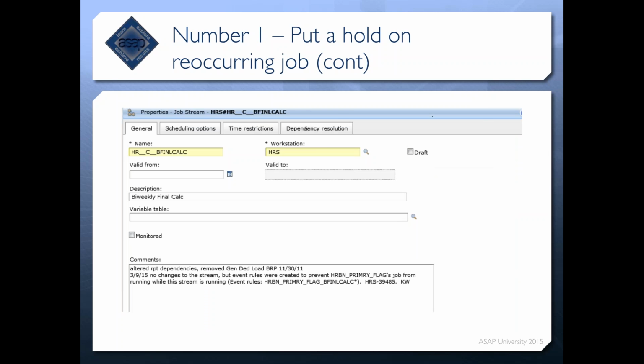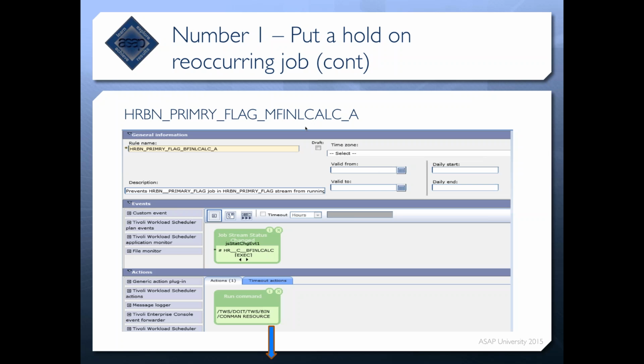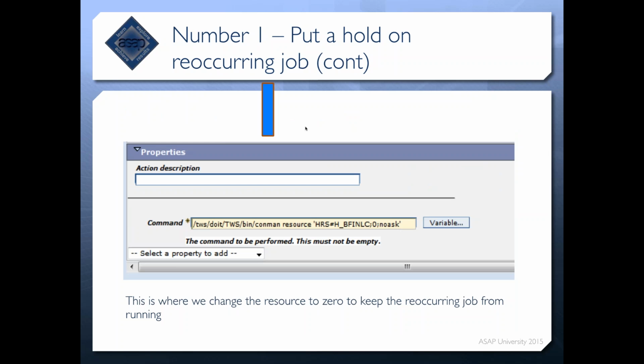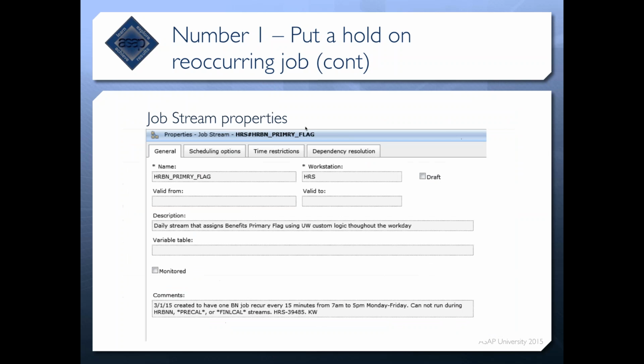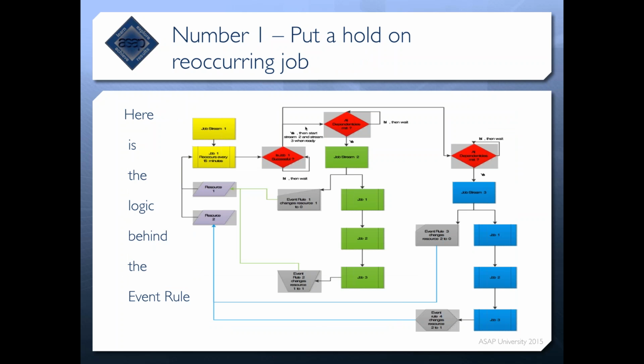So when that one starts, we run a command to change the resource to 0. And that's just like the conman command that we had before: the path, the conman, and then we change resource, identify the resource, and change it to 0, no ask. So if we go back to that logic, that's where event rule 1 changes the resource to 0. That's because job stream 2 has started, so therefore the resource goes to 0.